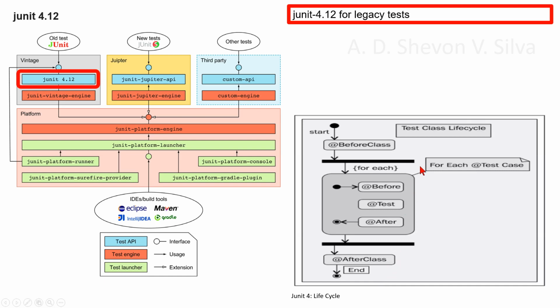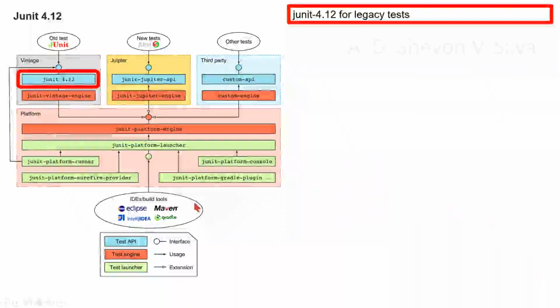Here you can see the test class lifecycle. Start is connected to @BeforeClass. @BeforeClass is connected to the for each, here for each test case. Here you can see the @Before and then @Test, and after that @After. Then it's connected to @AfterClass and then end. Now we are focusing on JUnit 4.12.